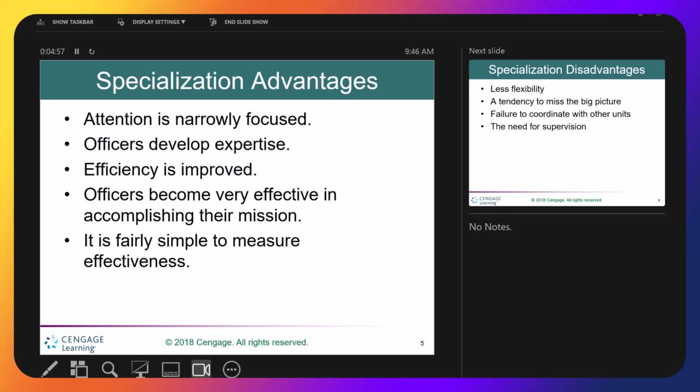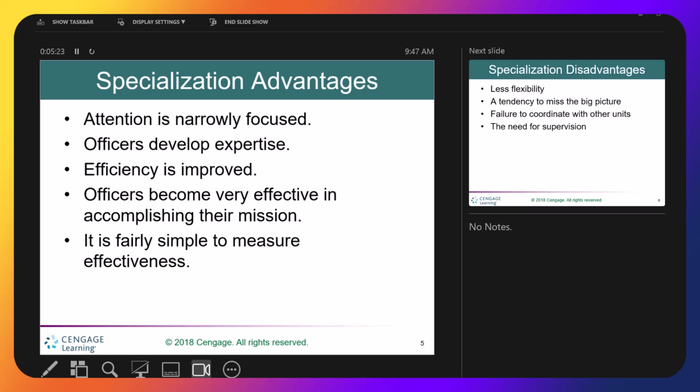Specialized advantages. Attention is narrowly focused when you look at these specialized groups. Officers develop expertise. They become subject matter experts because that's all they do, and a lot of times you find that they do it for a very long time. Efficiency is improved because they've done it so long. Anytime you have to work with one of these officers, or have something that falls in their area, they are great sources of information.